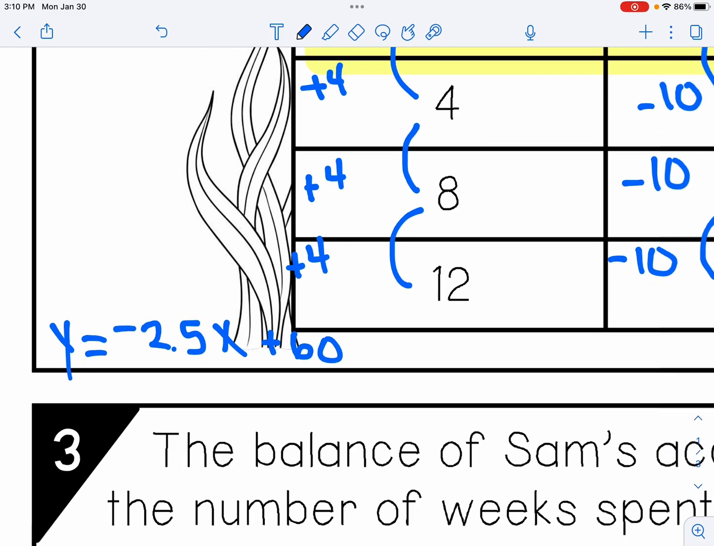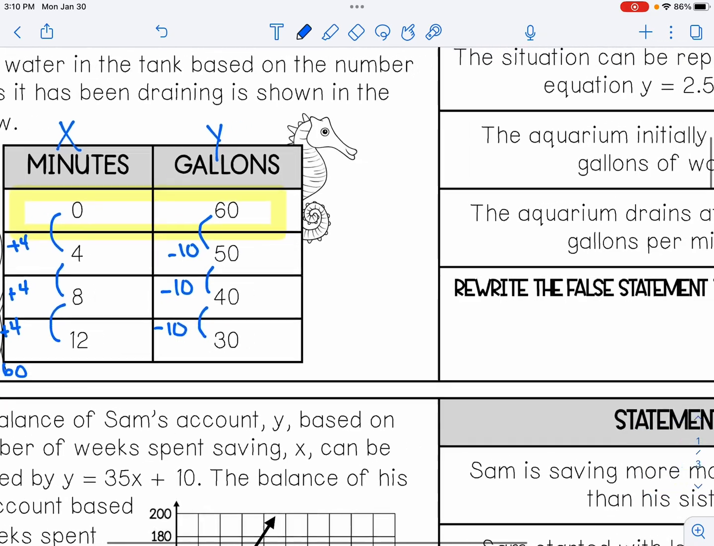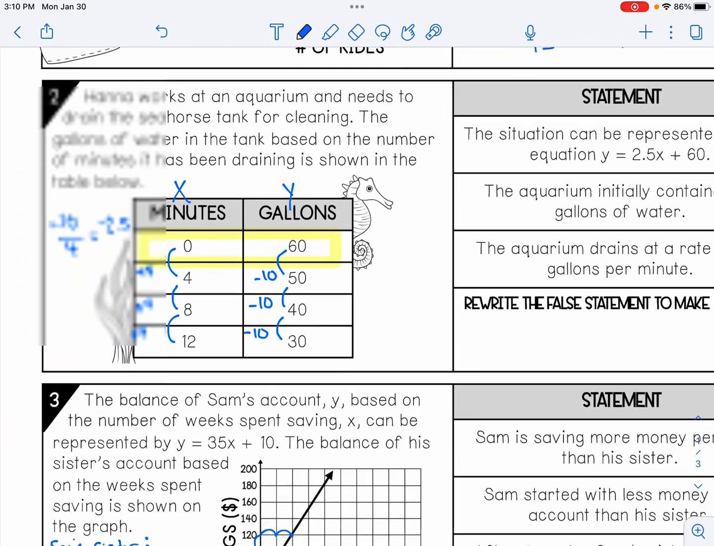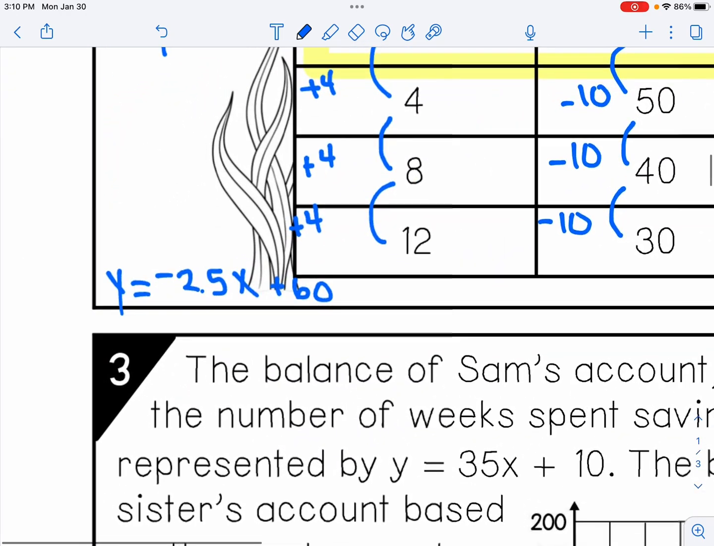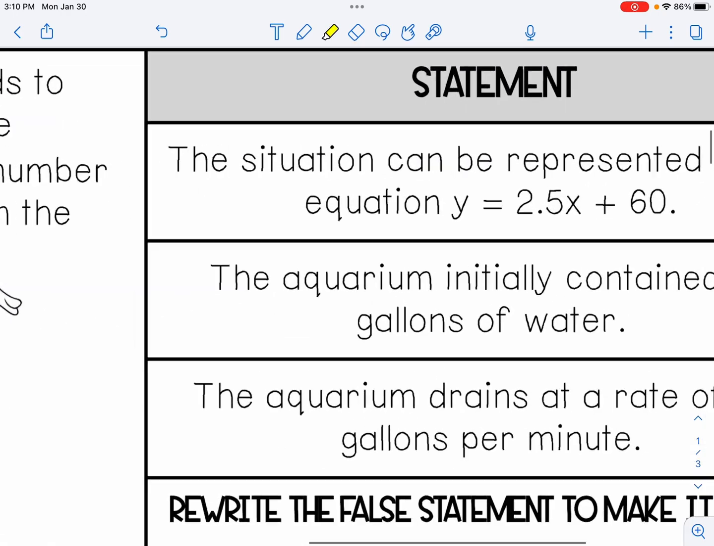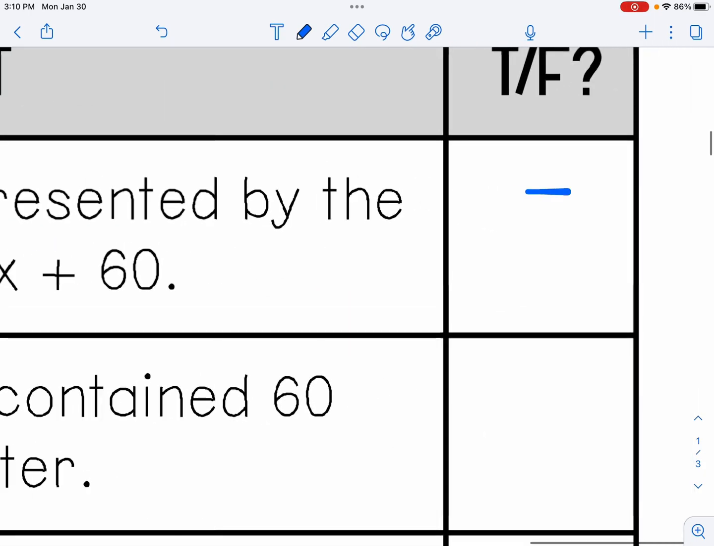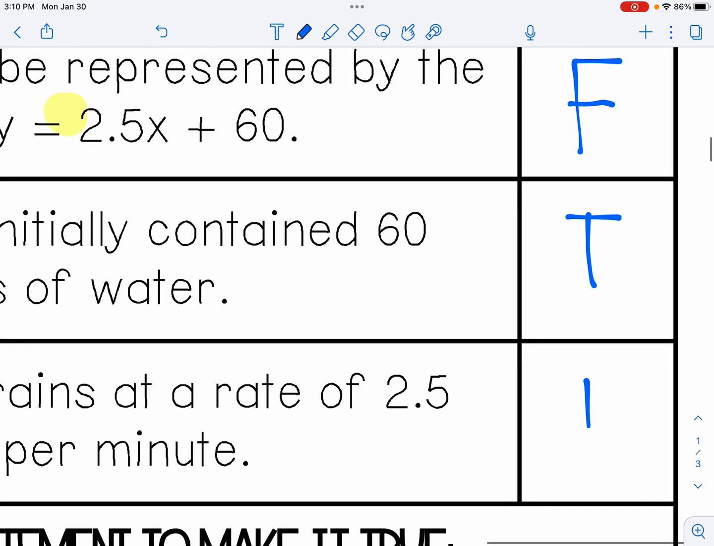All right, now looking at my questions. It says in the first one, the situation can be represented by the equation y equals 2.5x plus 60. So if I go back and look, I'm going to notice that there's a difference. I have a negative but this problem had a positive. So I know that the first one is false, which means the second two statements will be true.